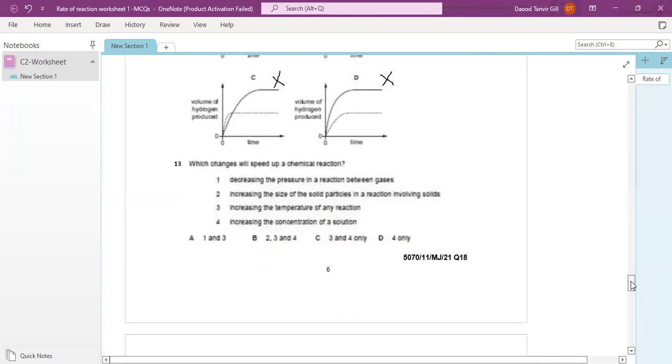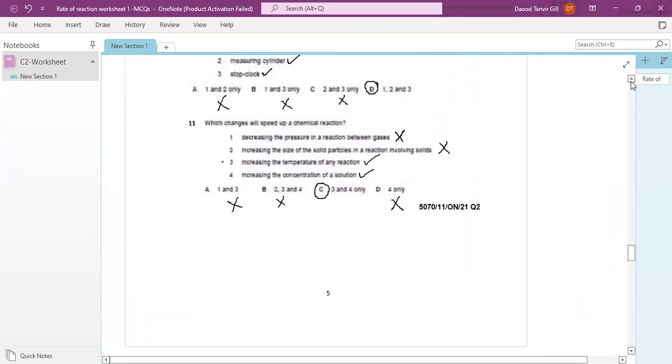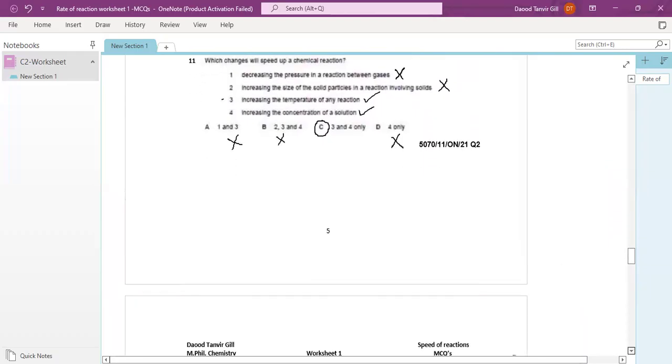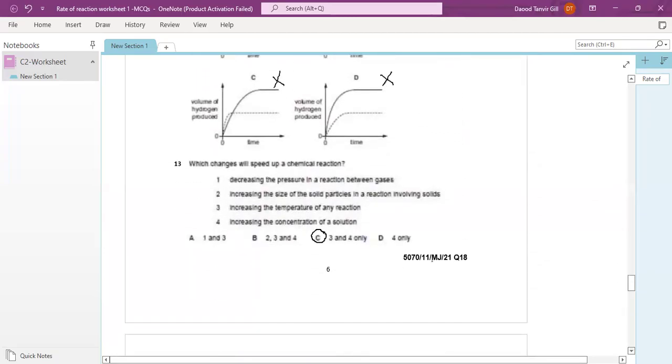Okay, question number 13. Again, this question has been repeated in the previous variant as well. So I will just circle the correct option for you. I won't repeat the explanation again. I previously explained this question over here. This question was repeated in 2021 and it again appeared in this variant as well.